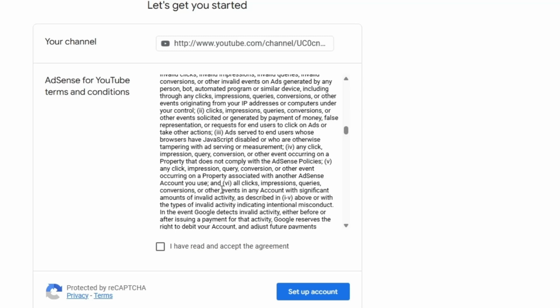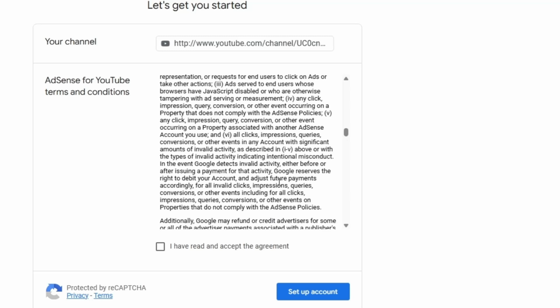AdSense policies. 5. Any click, impression, query, conversion, or other event occurring on a property associated with another AdSense account you use. And 6. All clicks, impressions, queries, conversions, or other events in any account with significant amounts of invalid activity as described in IV, above, or with the types of invalid activity indicating intentional misconduct.